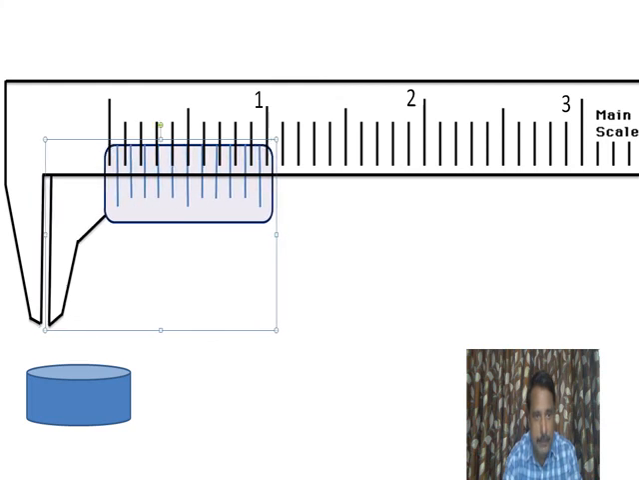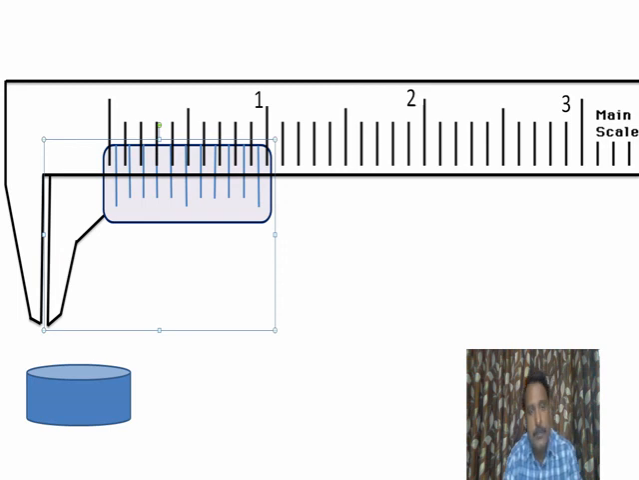So understand it clearly that we would be able to quantify how much is this gap. For example, this gap, or how much is this gap, we can certainly quantify on the basis of which division of the Vernier scale is coinciding with the main scale.